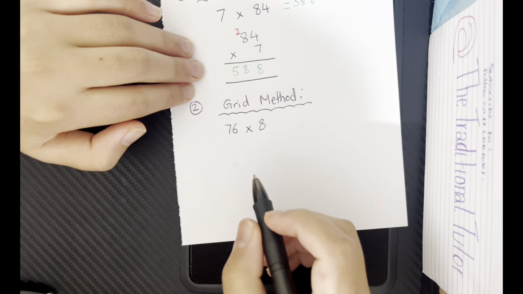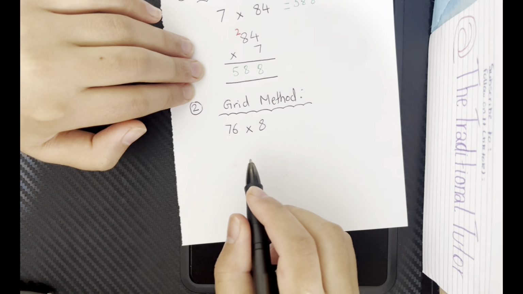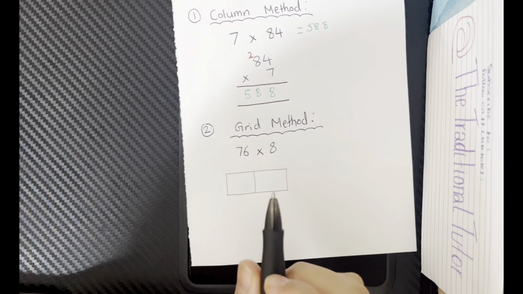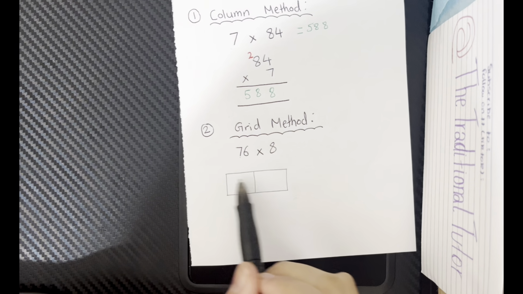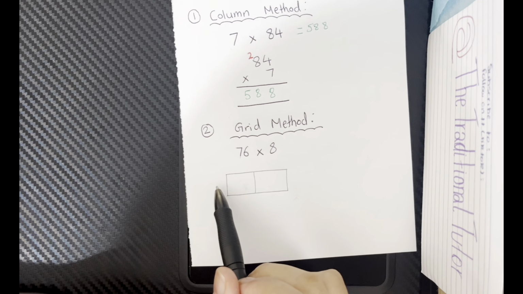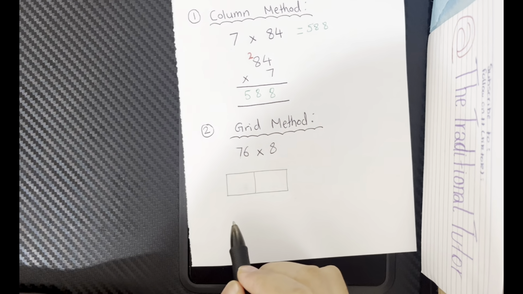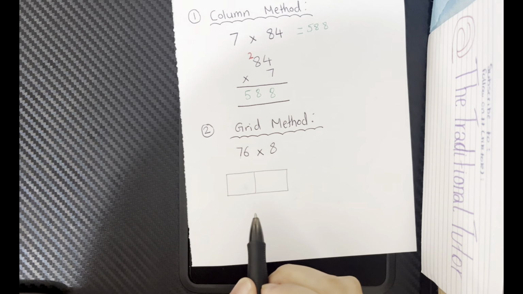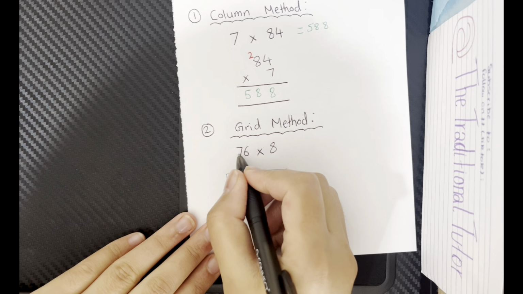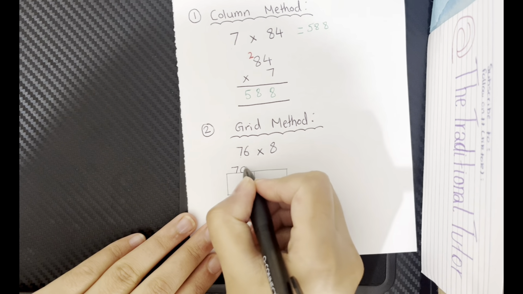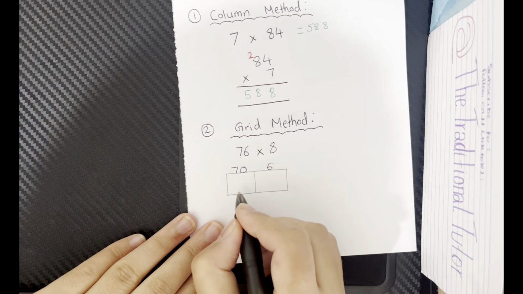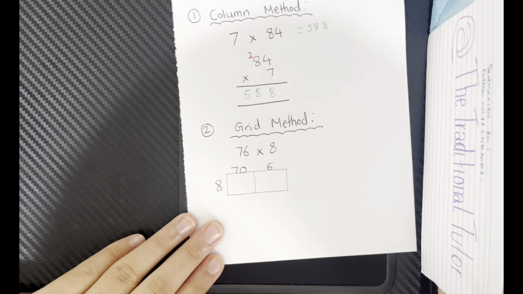The way to set this one out will be that we'll need to draw a 2x1 box, okay? Okay, so here's my box, okay? It's split into 2, and we've got 1. So here's my box, and we're going to split it in the middle down like this, okay? And since I've got 76, I'm going to split up the 76 into its tens and units. So I'll have 70 here and 6 there. And then I'm left with my 8 that's being multiplied by 76. So I'll place the 8 down here, okay?